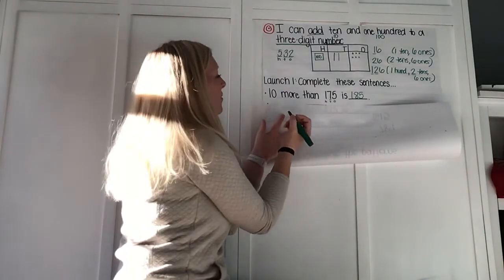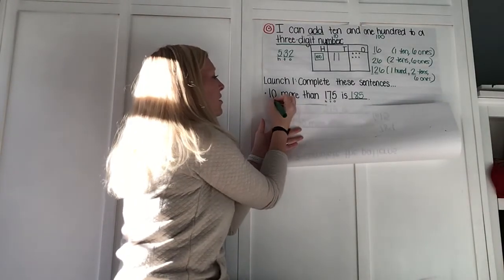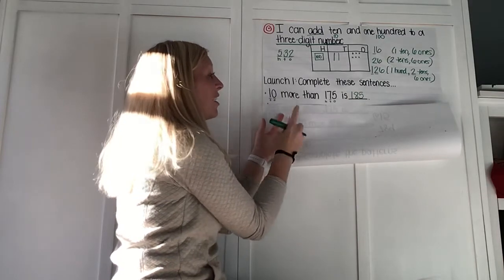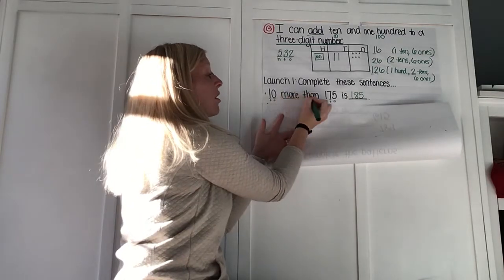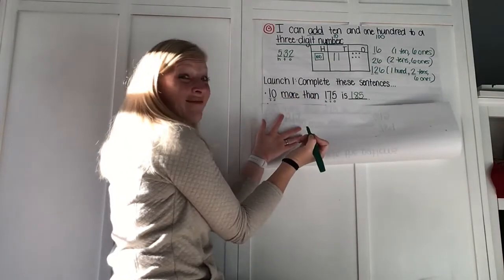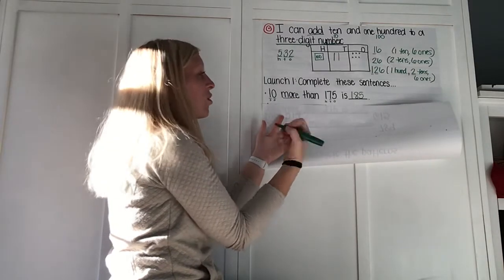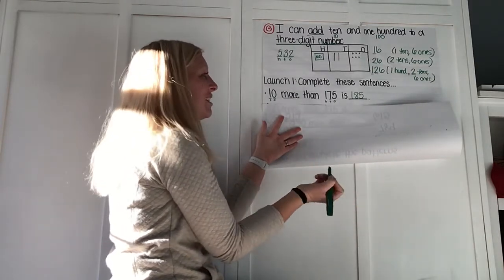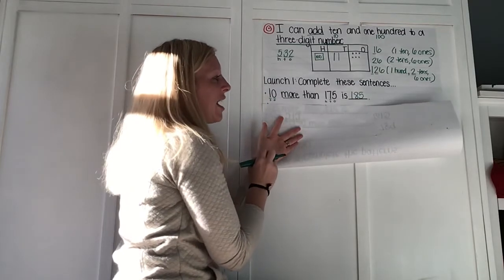Because in the number 10, you have 0 ones and 1 ten. And you're doing 10 more. So 1 more than 7 is 8. So 1 more 10 than 7 tens is 8 tens. And we have our 185.